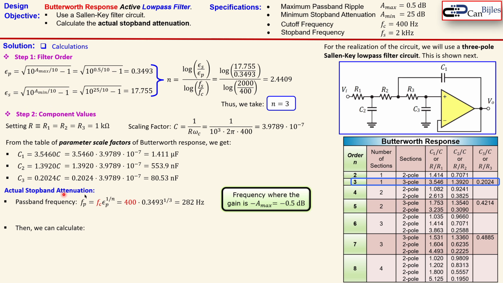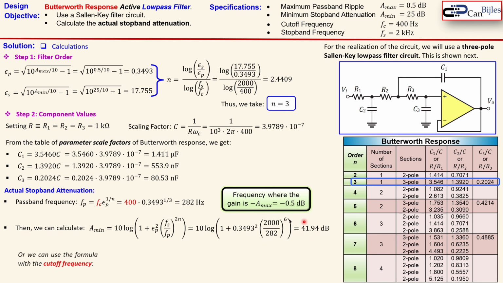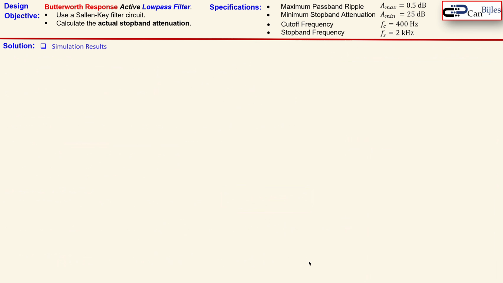Okay, now we can calculate the A minimum, the actual stop band attenuation, that is done using this formula. You see again the epsilon p, the passband frequency, the stop band frequency, and also the order here. So we can just substitute here again the values. This will be of course 2 times 3, that is why it is 6, and it will give us 41.94 dB. Now we can also use a different formula where you see the cutoff frequency, and that is also more convenient for this case, and that is now this result. And you see also here the cutoff frequency only here, and the passband at the stop band frequency, and you have also 41.94 dB. Okay, now we have done everything.